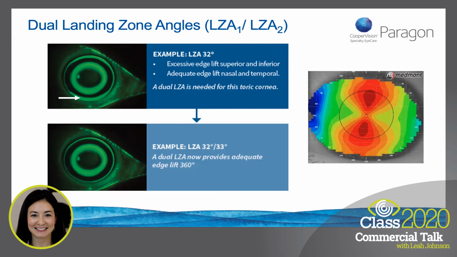So this patient here is wearing a symmetrical LZA of 32. But if we steepen the LZA2 to become a 33 or maybe even 34, that's going to help tuck in that vertical meridian to become more comfortable for the patient and to have a uniform landing zone, giving a better end result.